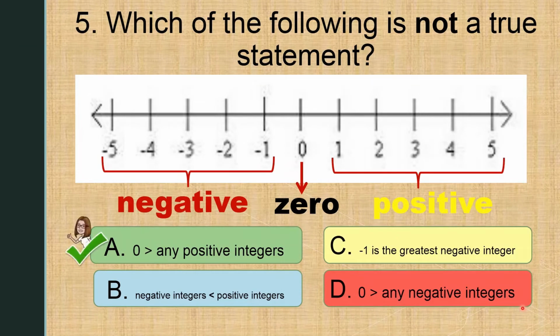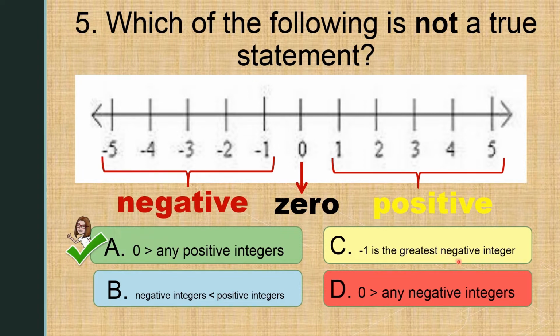The correct answer is A. "0 is greater than any positive integer" is the false statement. This is not true because 0 actually is less than any positive integer. You know that 0 is smaller than 1, 2, 3, 4, 5, any counting numbers, right? And the other statements are true.